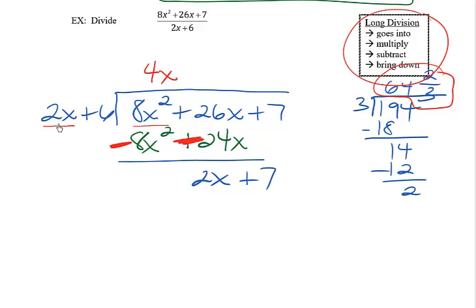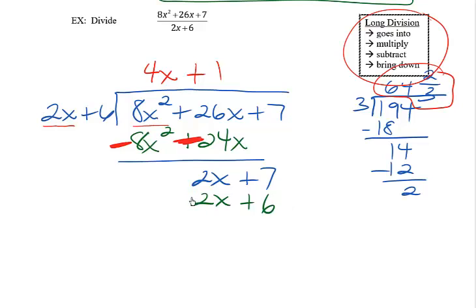Goes into: first term here, first term here. How many times does 2x go into 2x? In other words, what do I multiply by 2x to get 2x? Of course, it is positive 1. Then I multiply. When I multiply, I multiply everybody: 1 times 2x and 1 times 6. Then comes subtract.